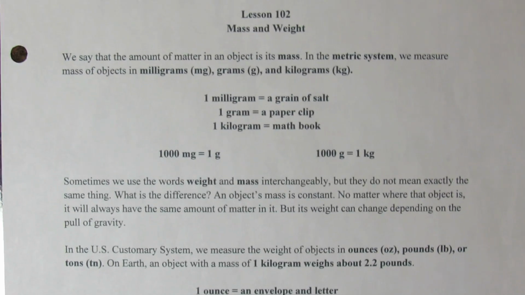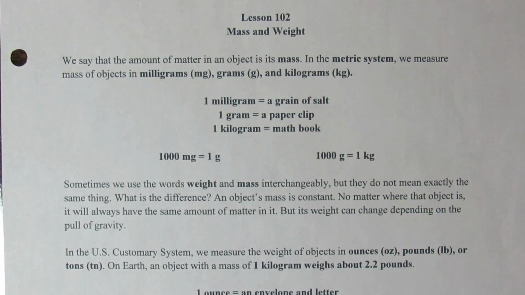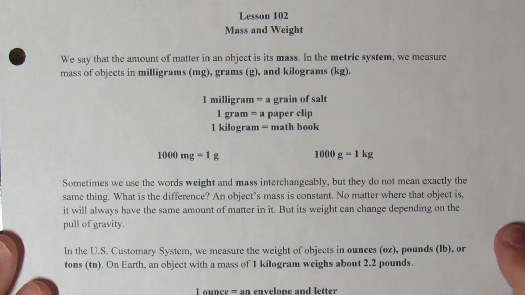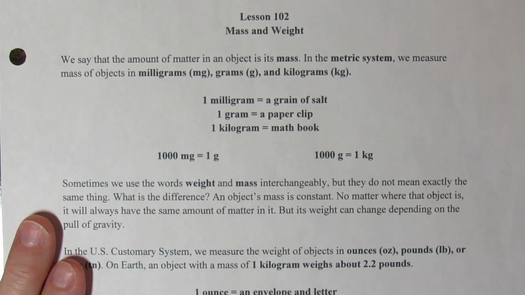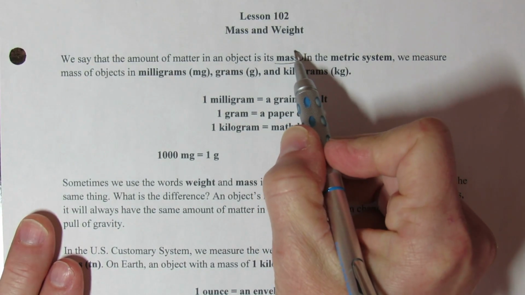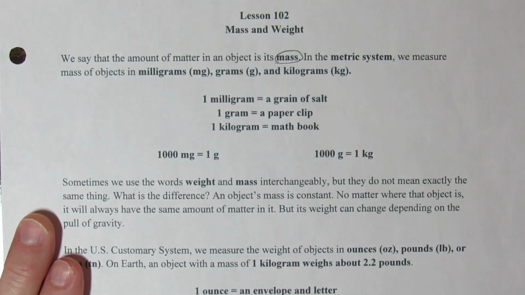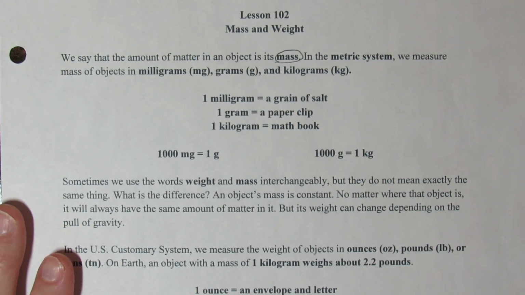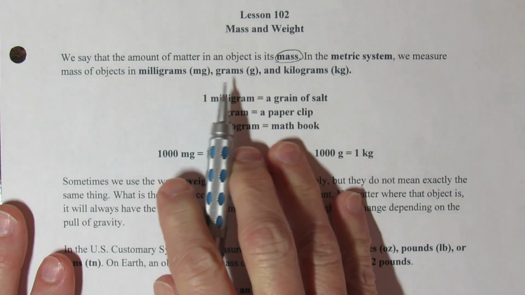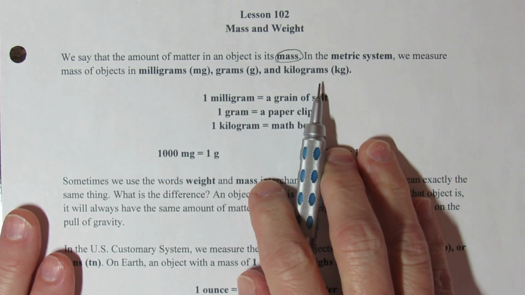Okay, so here we have lesson 102, which is about mass and weight. We say that the amount of matter in an object is its mass. In the metric system, we measure mass of objects in milligrams, grams, and kilograms.